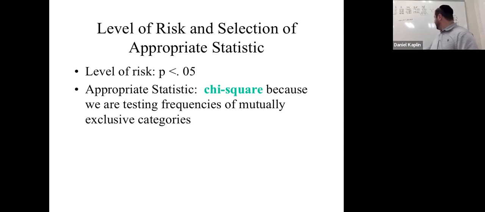Now, why is it that we are using a chi-square for this data? Is because we are dealing with mutually exclusive categories, right? And there's nothing objectively better about a person who's early career, mid-career, or late career. It's just a phase of career. It's a category. And it's an exclusive category. Either you're early, mid, or late career. You can't be in more than one category at a time.